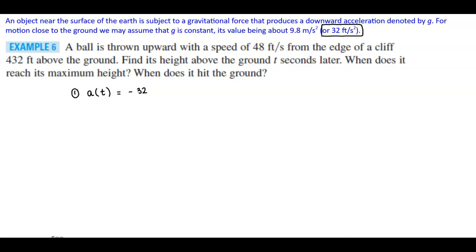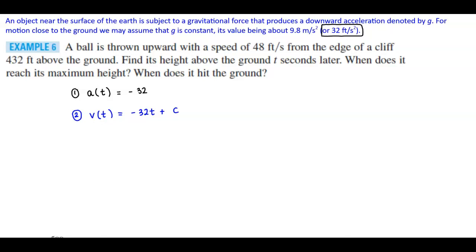Now if we want to find the velocity function, we're going to take the antiderivative of this acceleration function. So v of t is going to equal negative 32t plus the constant c.